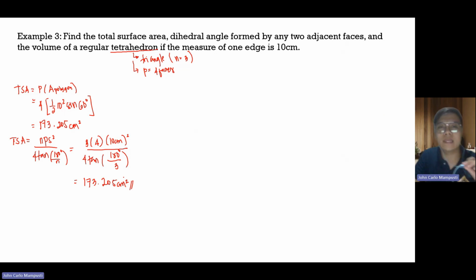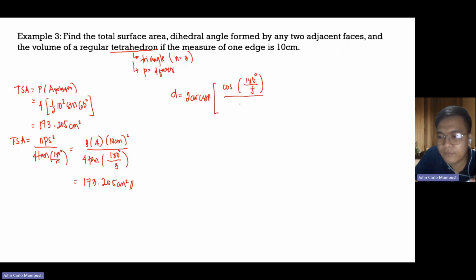Now, how about the dihedral angle? So, dito, wala tayong kawala. We need to memorize this one. Otherwise, hindi natin makukuha yung ating volume. So, D is equal to 2 arc sine or sine inverse, cosine 180 degrees over F all over sine 180 degrees over N.